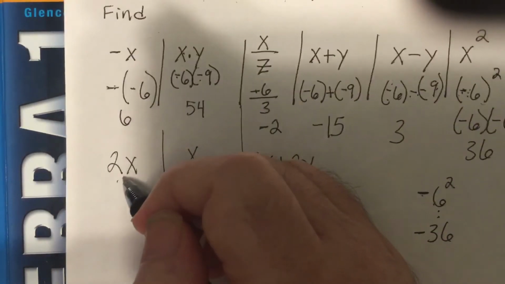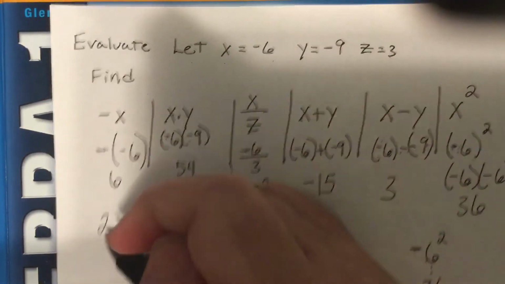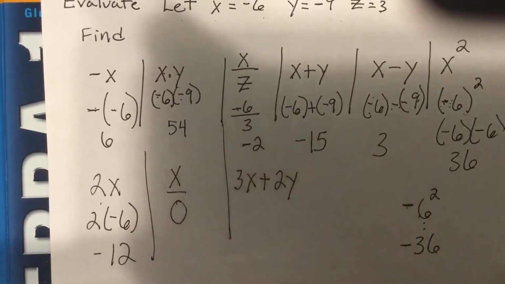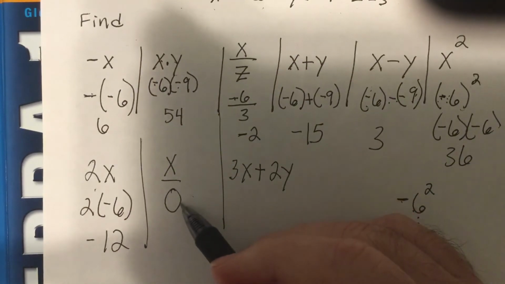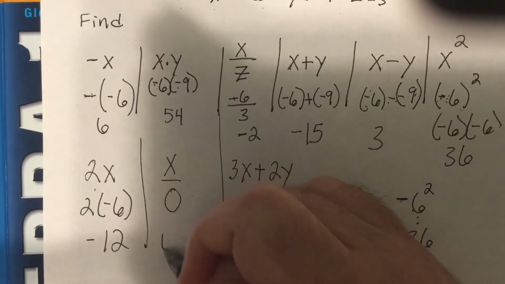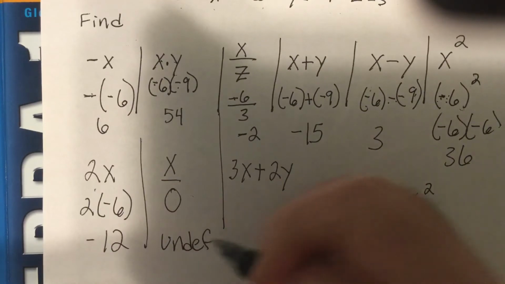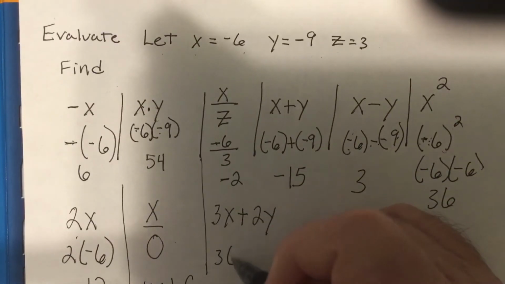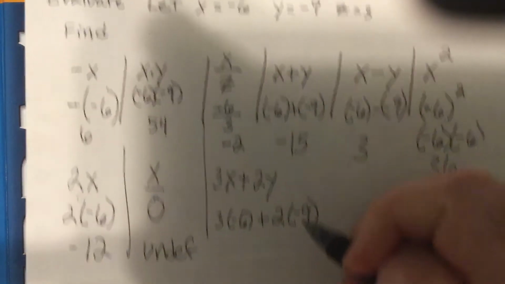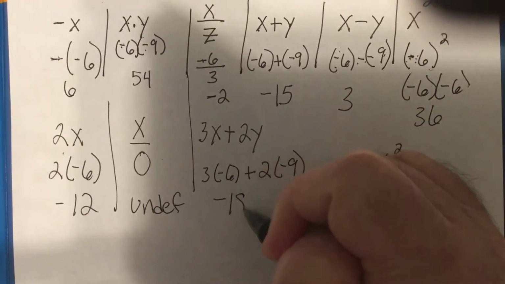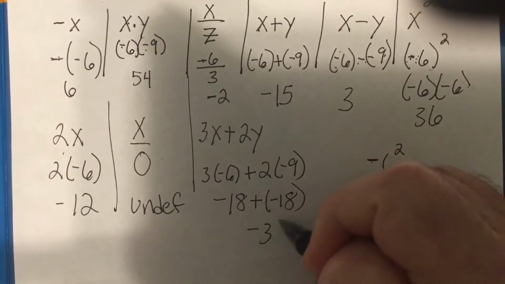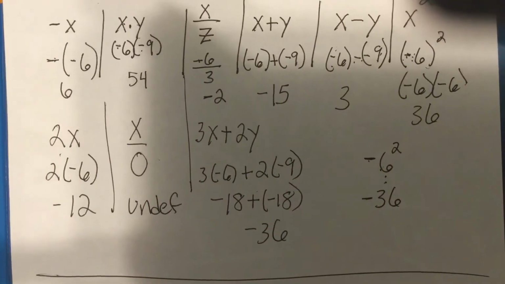Then 2x is -6, so it'd be 2 times -6, be -12. And if zero's on the bottom, it's undefined. That is true all the time. Then we have 3 times -6 plus 2 times -9. So that would be -18 plus -18, which is -36. How'd we do, my peeps?